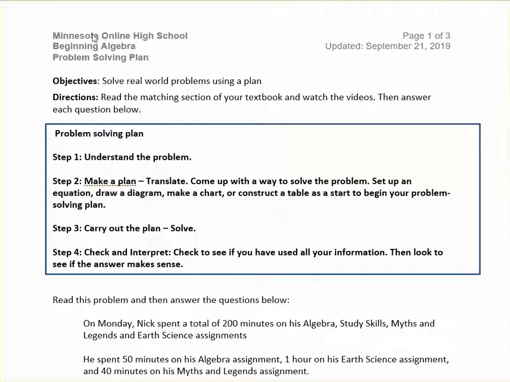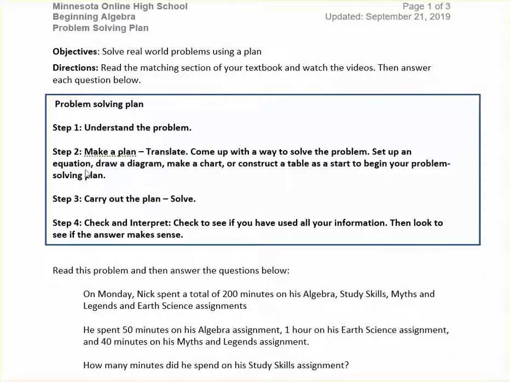In this video we are going to work with a problem-solving plan to solve some real-world problems. This is the plan we're going to use. There's other plans and you may have used different ones in the past, and that's fine. If you have a problem-solving plan that you like and want to use, you can do that. But here's a real basic problem-solving plan.